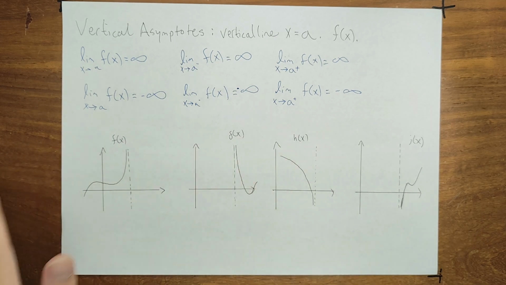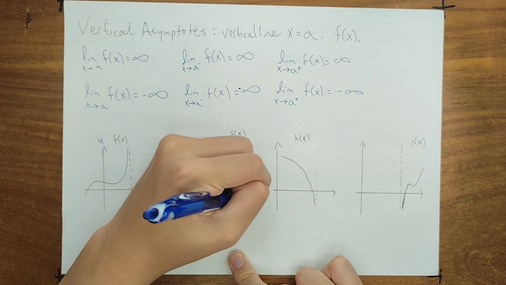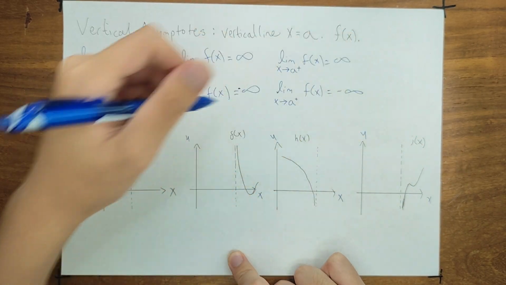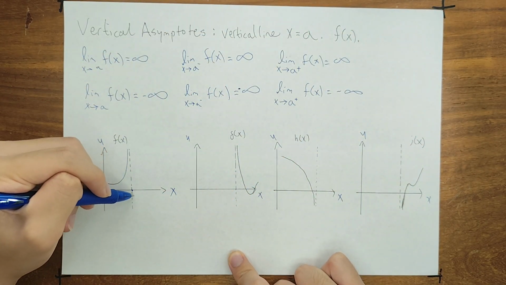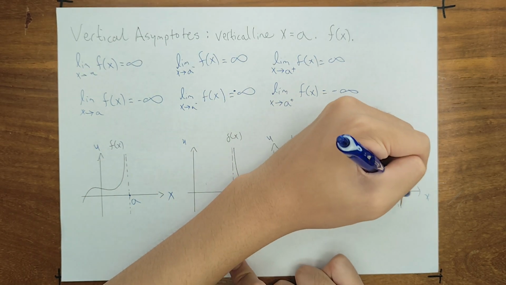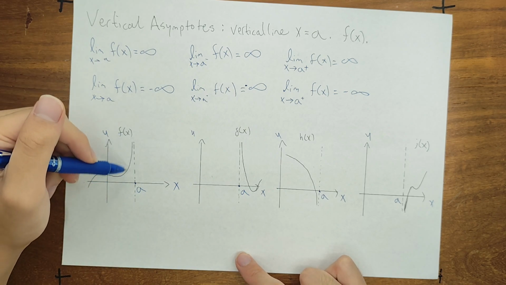So let's look at these four graphs here. Let's label them: this is x, y, x, y, and they're all x, y. This point here is equal to a. Here is also equal to a. These are different functions, but they approach the same thing.